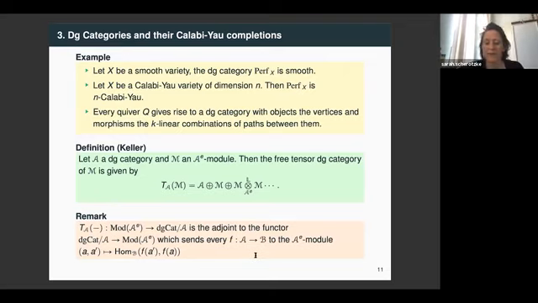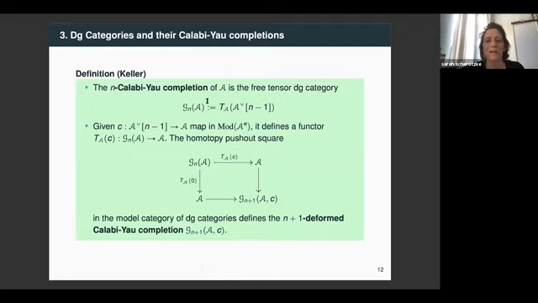This construction can be used to do the following. If we have a DG category A that is not Calabi-Yau, there is a way to produce a Calabi-Yau category out of it, called the n-Calabi-Yau completion of A. We define the n-Calabi-Yau completion of A to be the free tensor DG category of A, where as bimodule we take the inverse dualizing complex, the Serre functor, shifted by n minus 1.